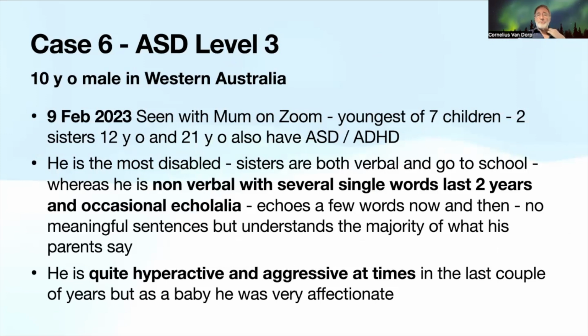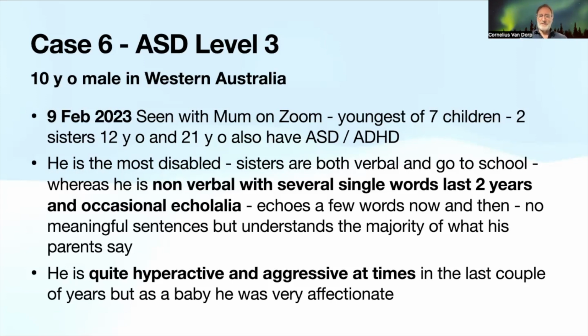This is ASD level 3, once again, a 10-year-old male in Western Australia, Perth. Seen with mum on Zoom, youngest of 7 children. Two other sisters have it, but he's the most disabled. Sisters are both verbal and go to school. He's non-verbal with several single words and occasional echolalia, where the echo is what his mum says to him.